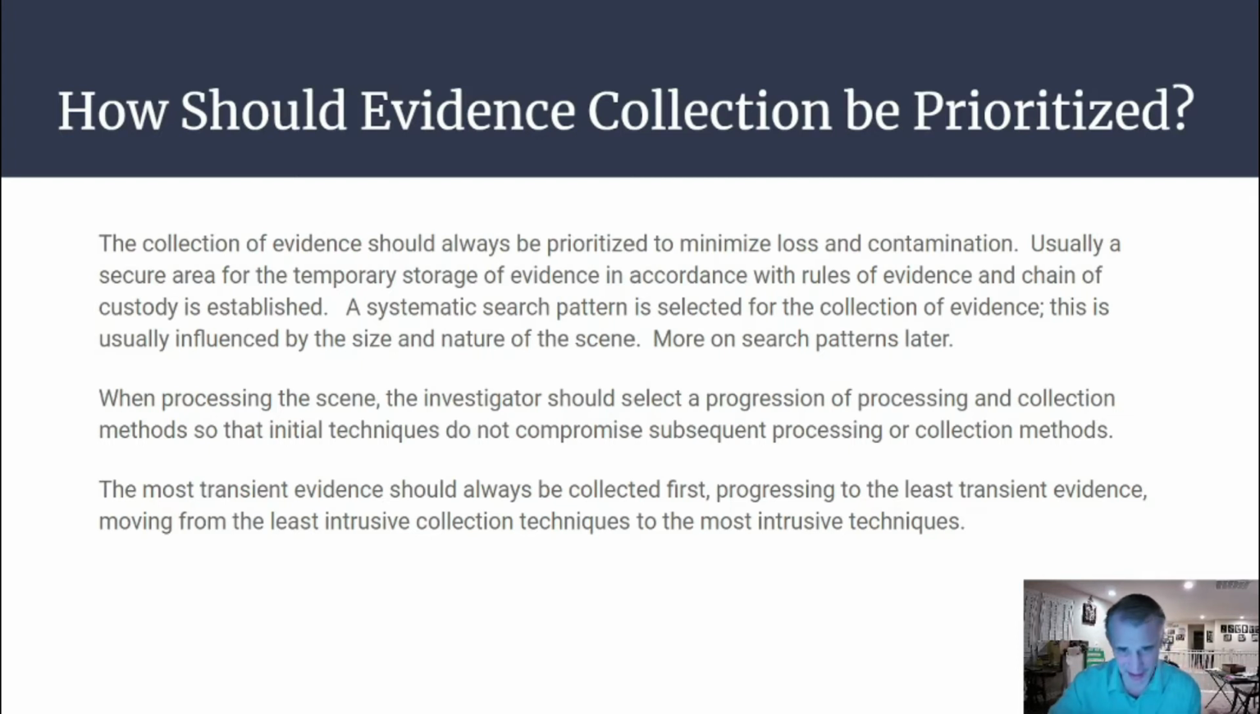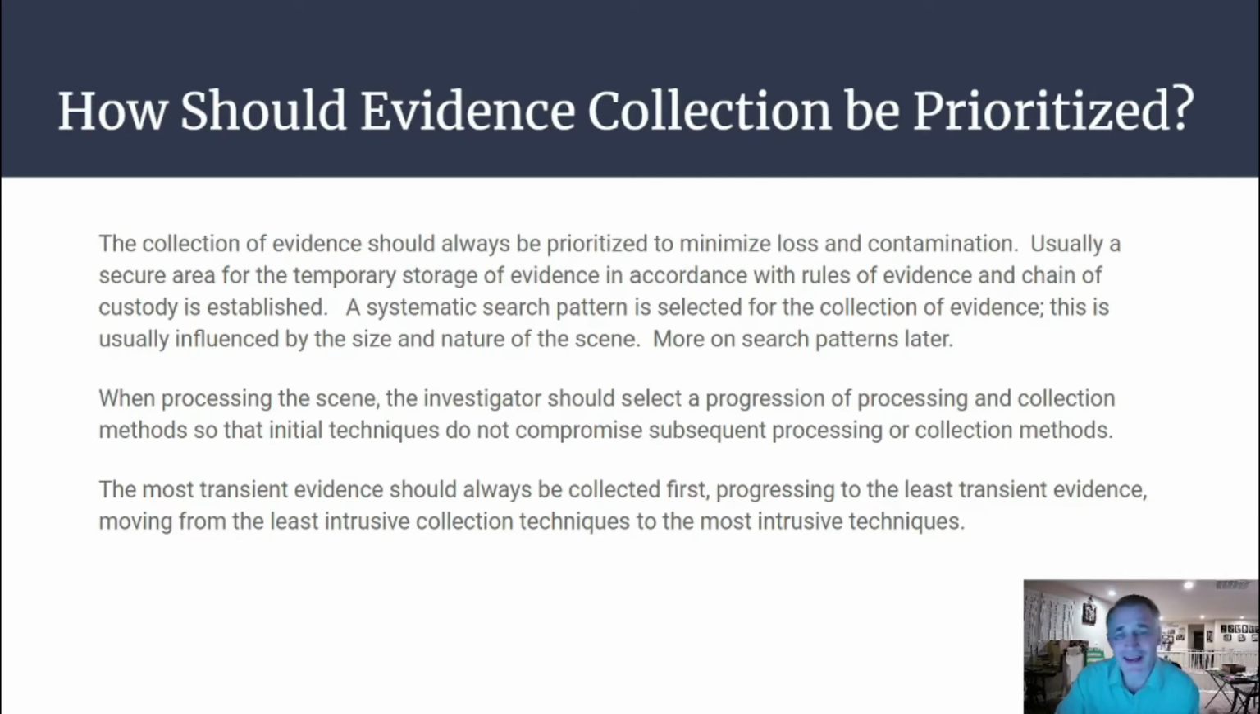When processing the scene, the investigator should select a progression of processing and collection methods so that the initial techniques don't compromise subsequent techniques or processing. So, in other words, we don't want to go in and dust for fingerprints right away, because then you're going to get fingerprint dust on everything that you're going to collect that might not need to be dusted. For example, if you have blood at the scene too, you're probably going to want to take swabs of the blood samples first before you do any kind of fingerprinting where you're going to get dust into the blood and maybe contaminate the blood samples.